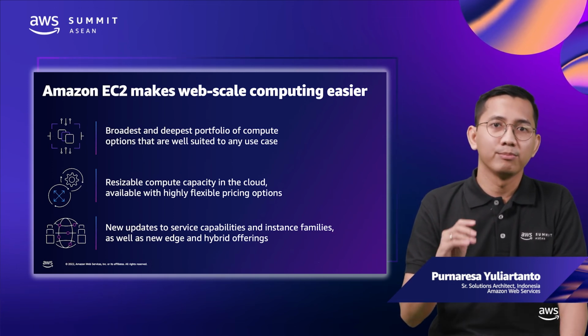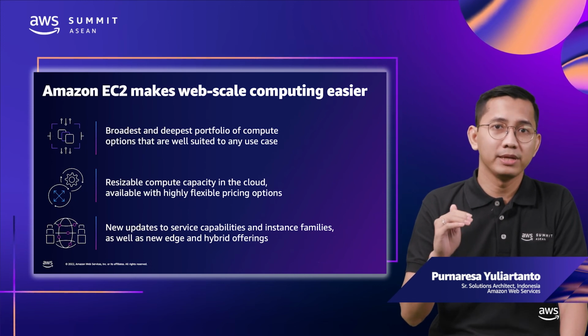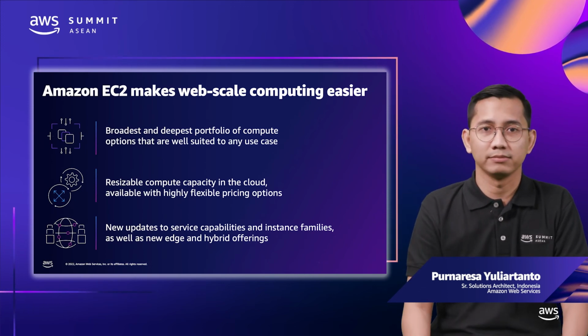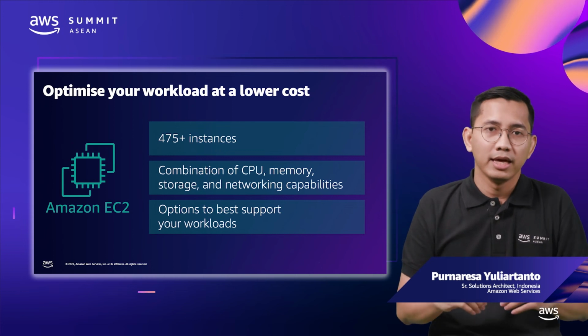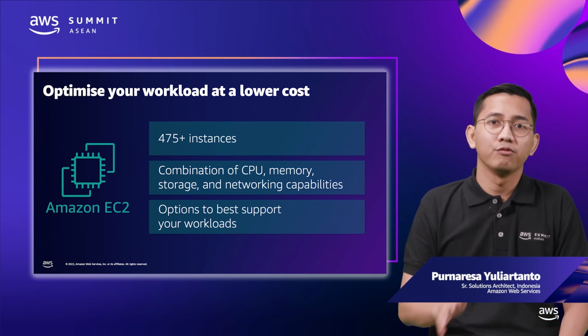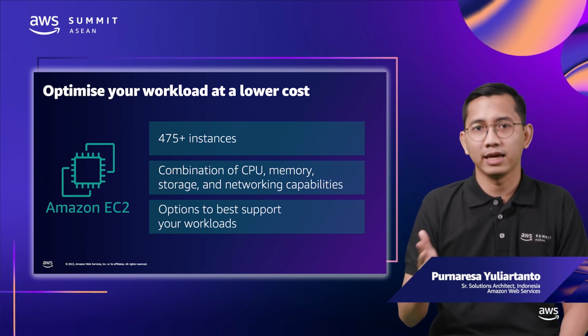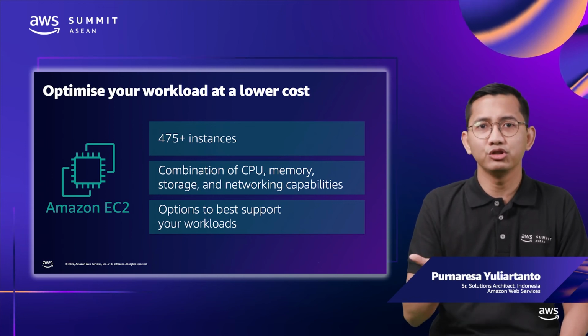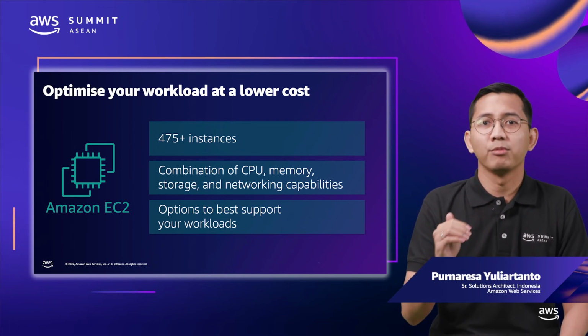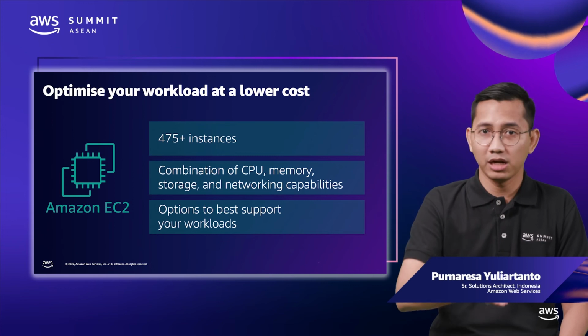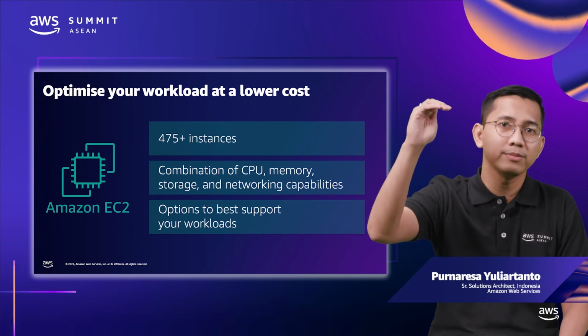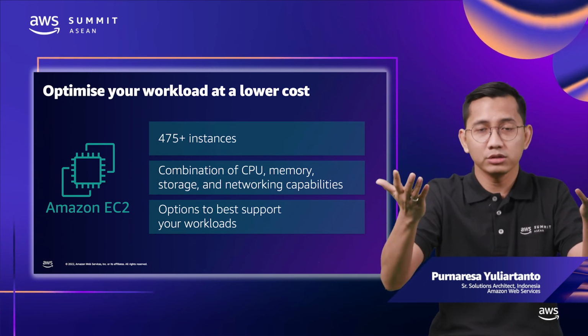AWS is actively improving the Amazon EC2 capability to meet customer needs. Today, AWS offers more than 475 instance types. Customer can choose the right instance from multiple categories like general purpose, compute optimized, memory optimized, or storage optimized.